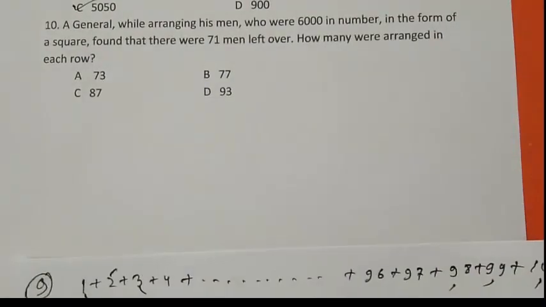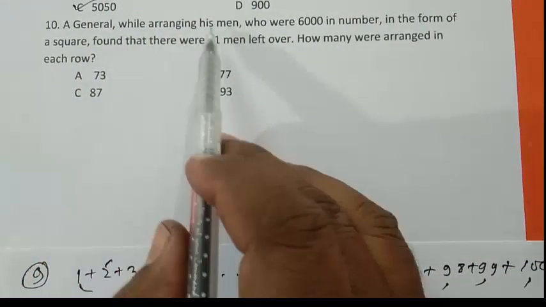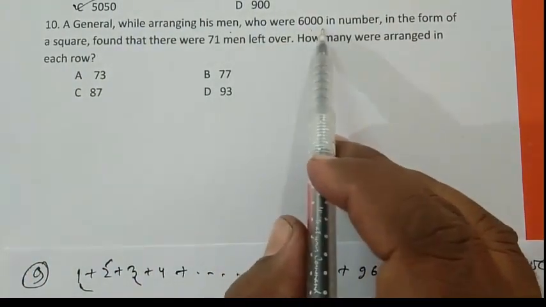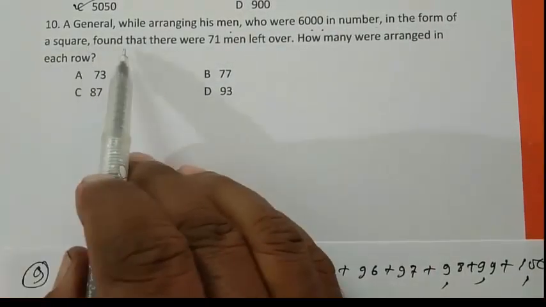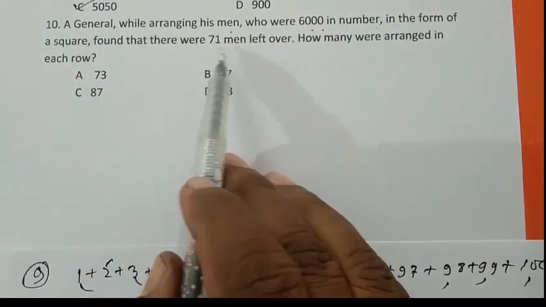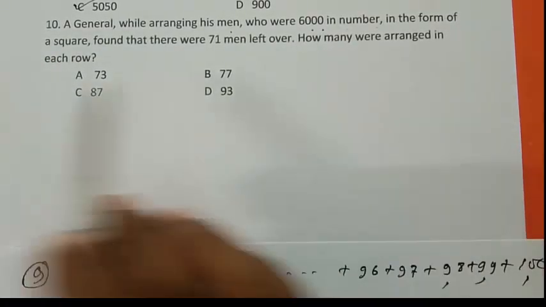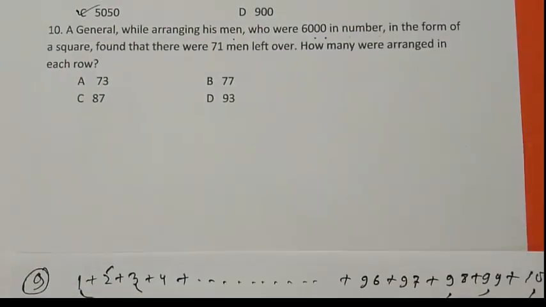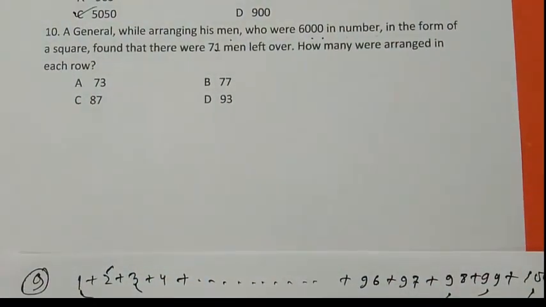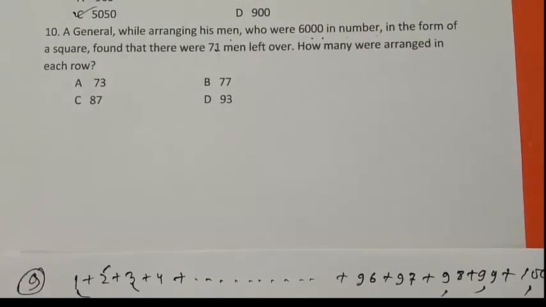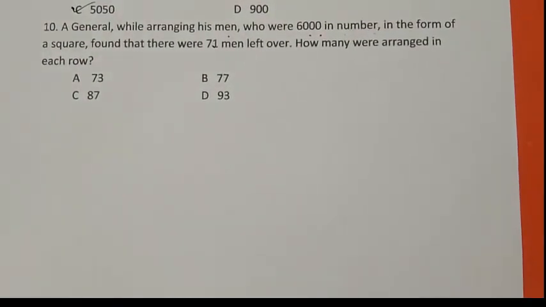Coming to the next question, 10. A general, while arranging his men who were 6,000 in number in the form of a square, found that there were 71 men left over. How many were arranged in each row? First we subtract 71 from 6,000. After that we calculate the square root of that resulting number. So start.